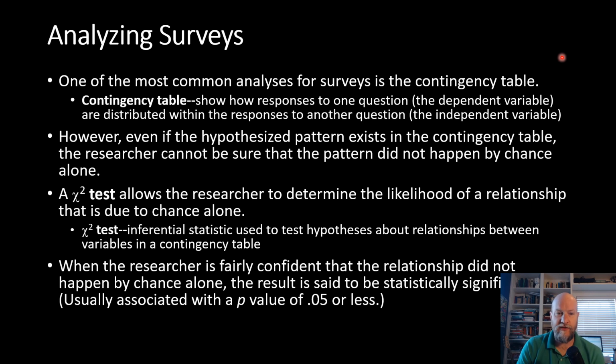So once I have a survey, how am I going to analyze it? One of the most common analyses of a survey is what's called a contingency table. This shows how the responses to one question, the dependent variable in this case, we might call it the outcome, are distributed within the responses to another question, the independent variable, the causal factor that we're positing in this relationship between variables. I'm using the term dependent and independent variable here, as your book does, a little loosely.